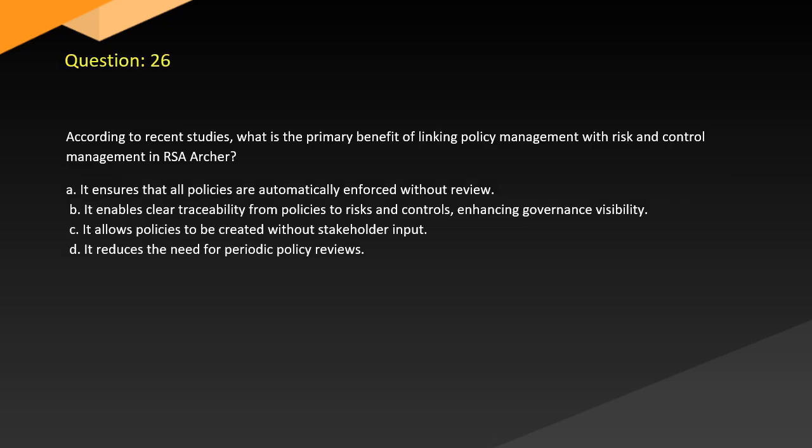Question 26. According to recent studies, what is the primary benefit of linking policy management with risk and control management at RSA Archer? A. It ensures that all policies are automatically enforced without review. B. It enables clear traceability from policies to risks and controls, enhancing governance visibility. C. It allows policies to be created without stakeholder input. D. It reduces the need for periodic policy reviews.